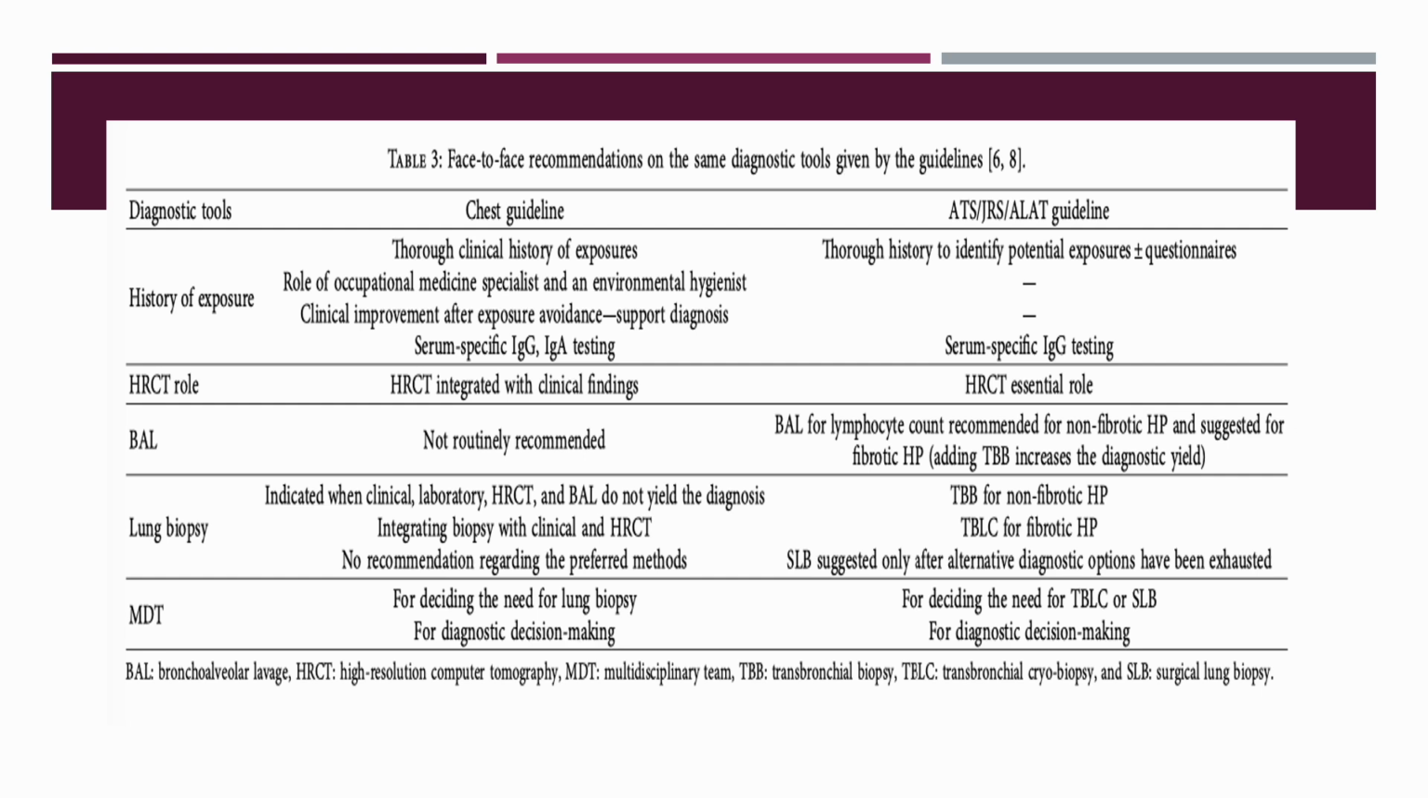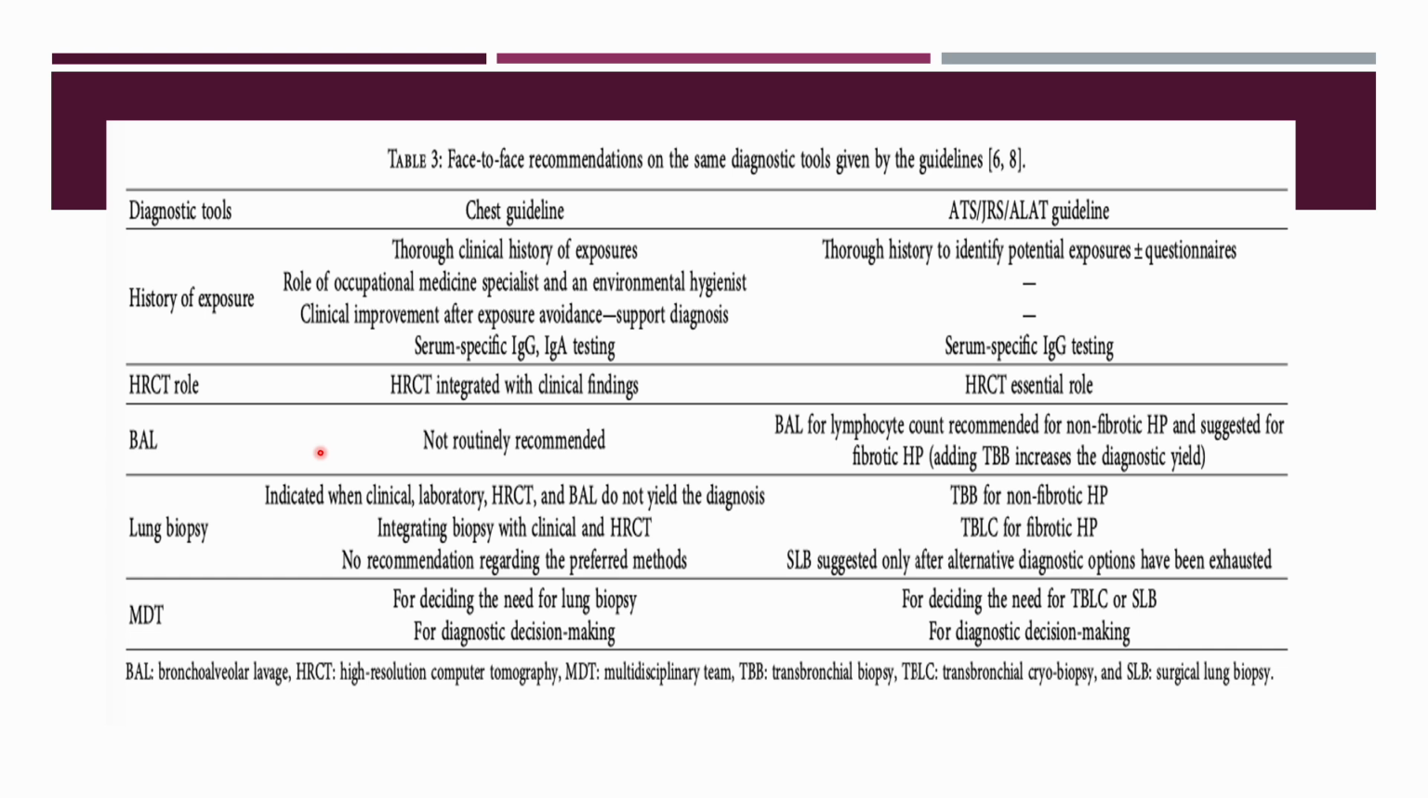This is how one can see both the guidelines, the CHEST guideline and the ATS JRS ALAT guideline, face to face. So initially, the guidelines used to mention that we have to take a thorough clinical history of exposure, occupational history, how a patient improves after avoiding an antigen, and to support diagnosis, you could do serum serology and specific IgG and IgA testing. The ATS guideline mentions that yes, thorough history is important, but you should also include questionnaires and a serum specific IgG testing may be done.